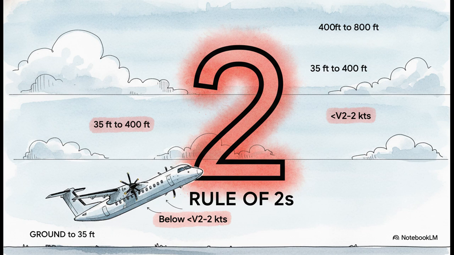Across 3 completely different altitude bands up to 800 feet, the speed limit is exactly the same. The manual actually breaks the climb-out speed low limits into 3 distinct height zones: below 35 feet above ground level, between 35 and 400 feet, in between 400 and 800 feet. But guess what? You don't need to memorize 3 different numbers. The red exceedance threshold for a low climb-out speed in every single one of those zones is always less than V2 minus 2 knots. The rule of twos keeps it incredibly simple, right?